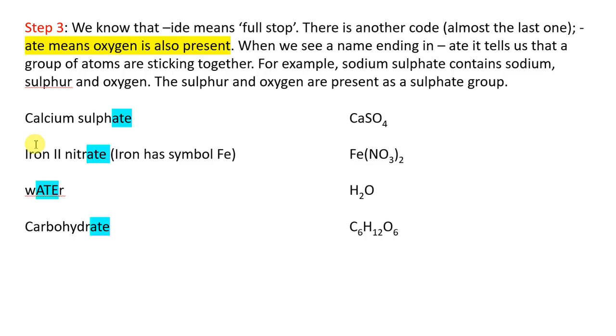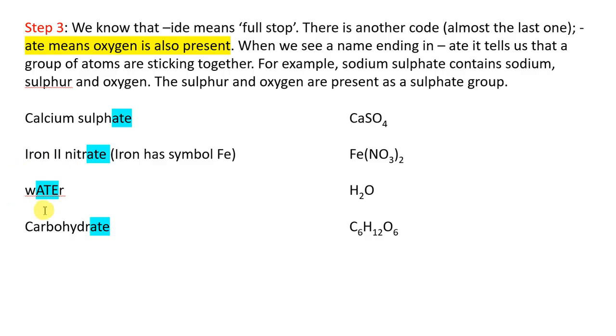Iron 2 nitrate would contain iron with a charge 2+. The NITR indicates nitrogen. I see it there in parenthesis. ATE equals oxygen. Got it. So for now, we're just looking at the name and realizing the elements that are contained.